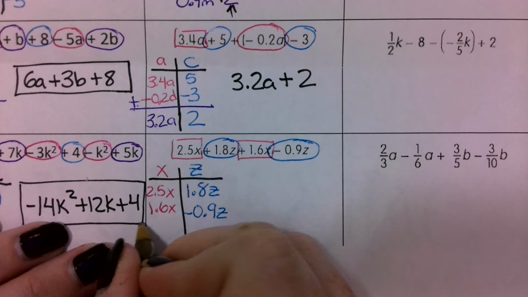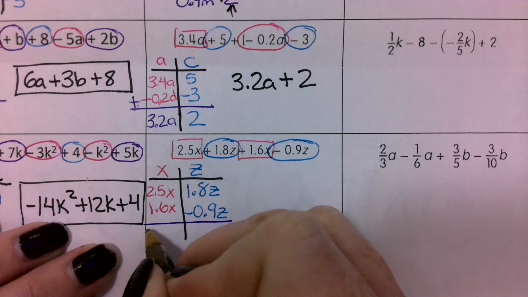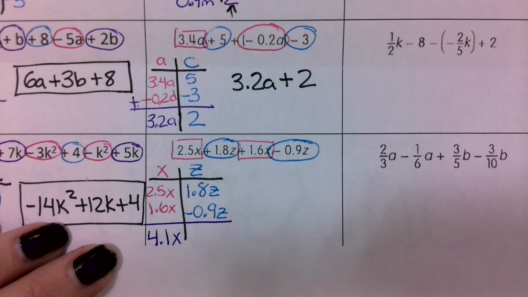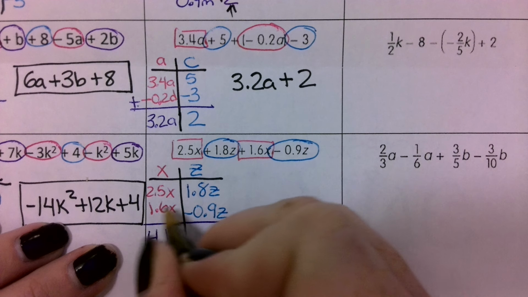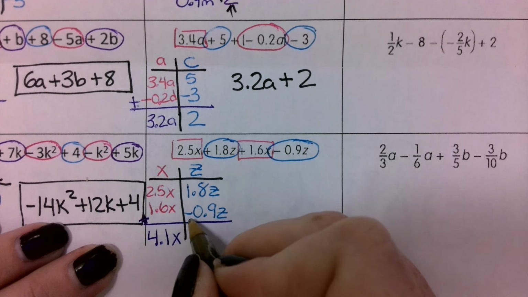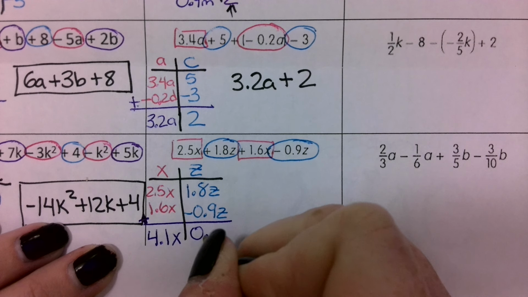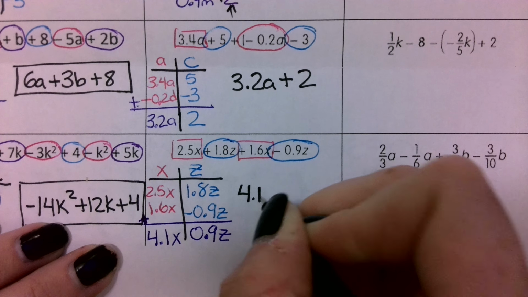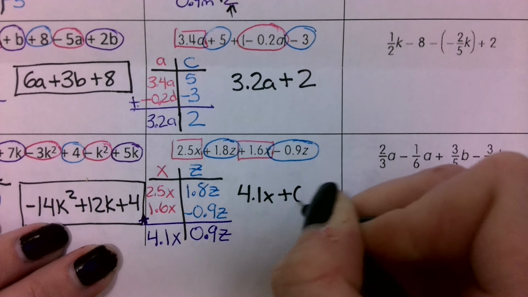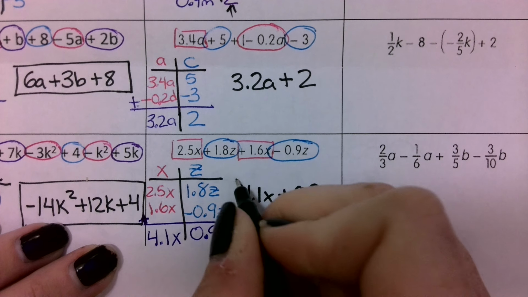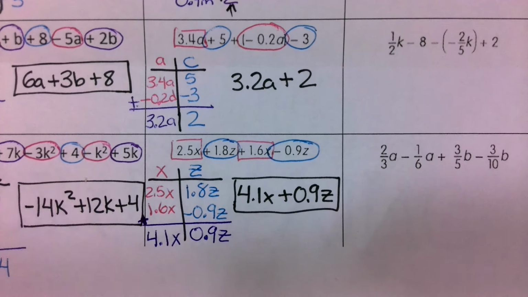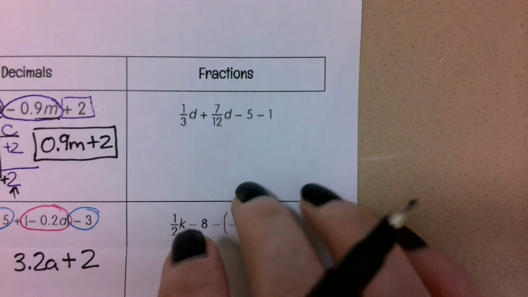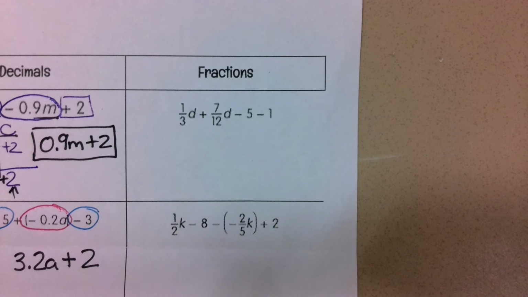Step number 2, add down. 2.5 plus a positive 1.6 gives me a 4.1x, and 1.8z plus, I forgot to write my plus negative 0.9 gives us a positive 0.9z. And rewriting our final answer would be 4.1x plus, because it's positive, 0.9z. Final answer. And I'm going to have you guys guess as to whether or not it works the same for fractions. Well, guess what, it does.